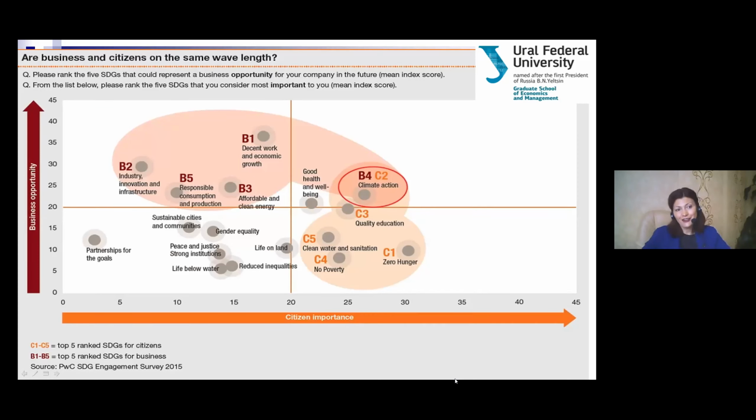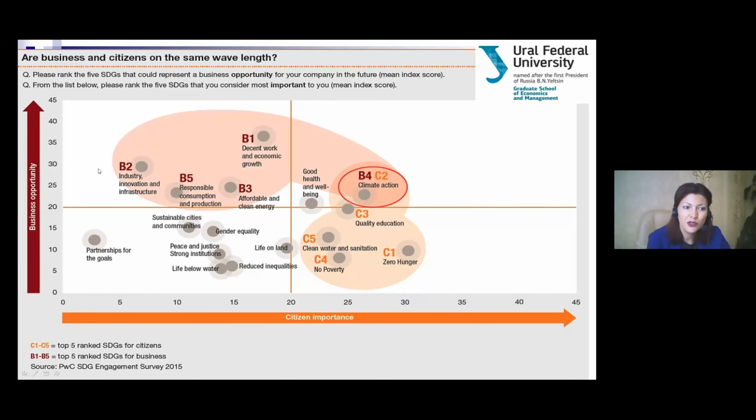A question here. This is another part of another year's PricewaterhouseCoopers research. Look at it. They tried to see what's important for business and what's important for citizens. Do you see any joint fields? It is actually only one: climate action. That's a silver lining, right?